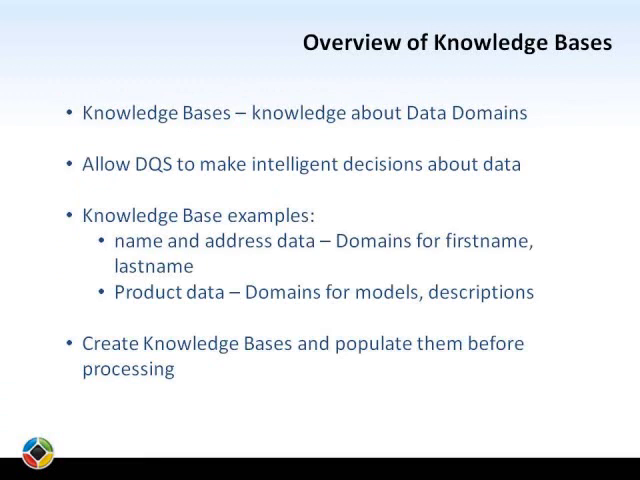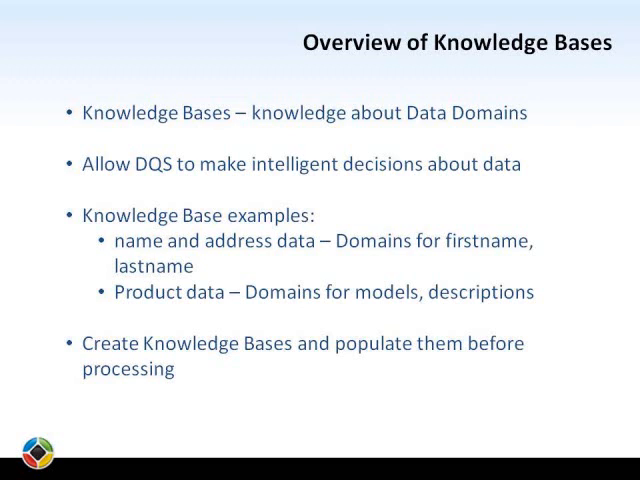Knowledge bases are collections of knowledge about related data domains that allow DQS to make intelligent decisions about the data that's being processed. For example, you can use it to change things like ST to street or Bob to Robert, or you can use it to correct common misspellings. For example, you might create a knowledge base for names and addresses or for product models and descriptions.